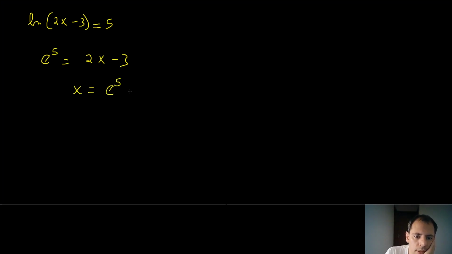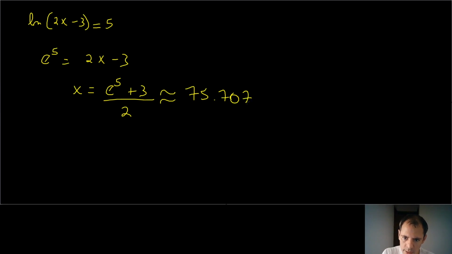Another one is the ln of 2x minus 3 equals 5. That means e to the fifth equals 2x minus 3, and you can say that x equals e to the fifth plus 3, divided by 2. It's very simple. Do that in a calculator. This approximates to 75.707.